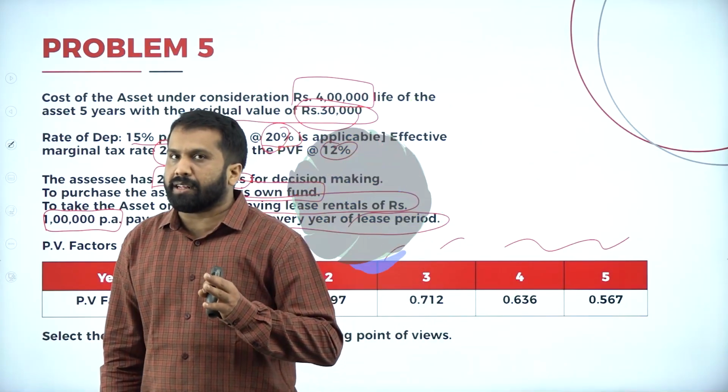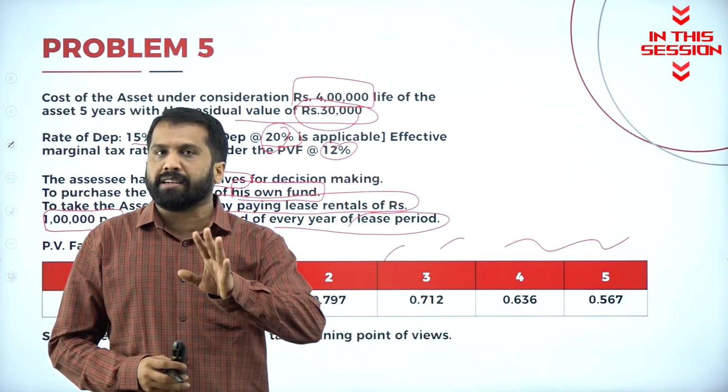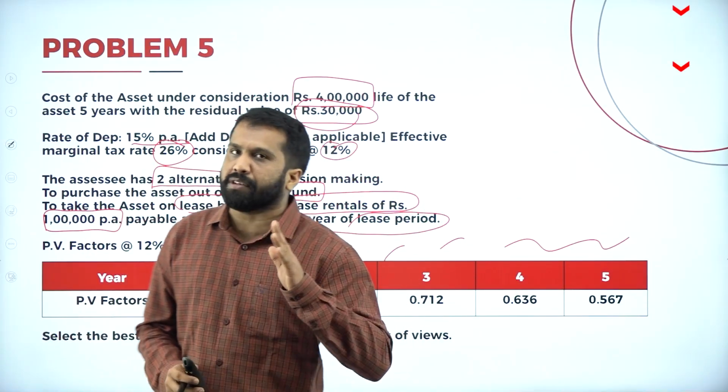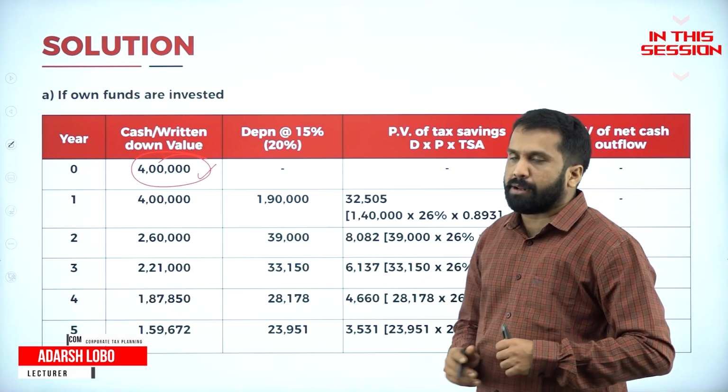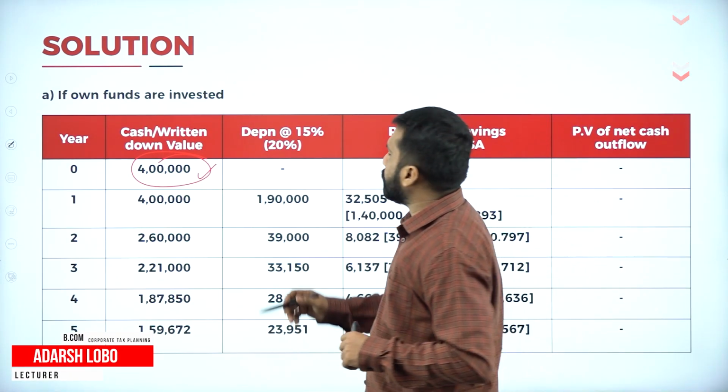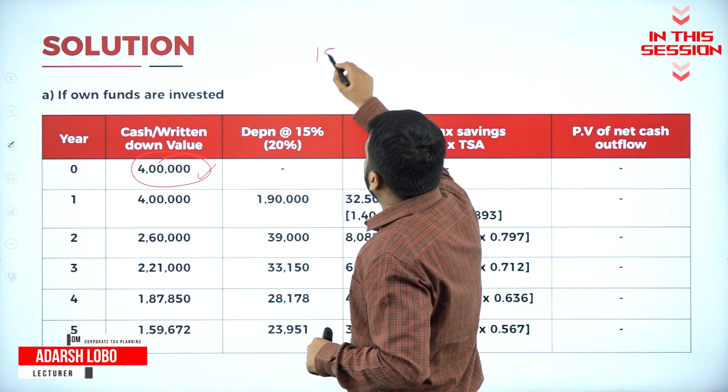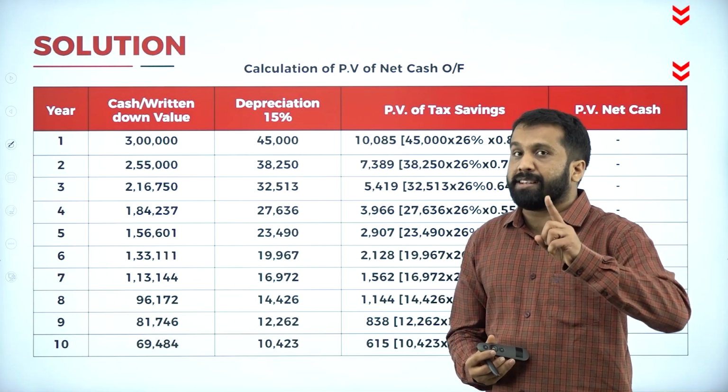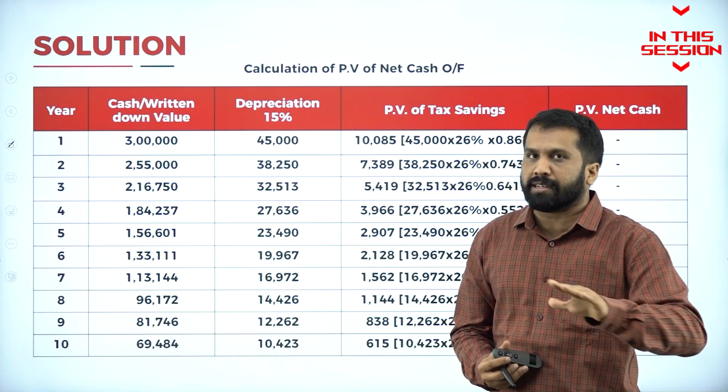You know how to calculate own fund. Only calculate depreciation, PV factor, you are done with that. On 4 lakh, calculate depreciation. First year, how much you are supposed to calculate? 15%. They have not mentioned additional depreciation in this, so you are not supposed to consider.